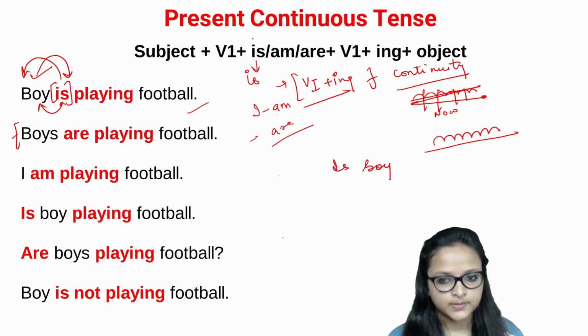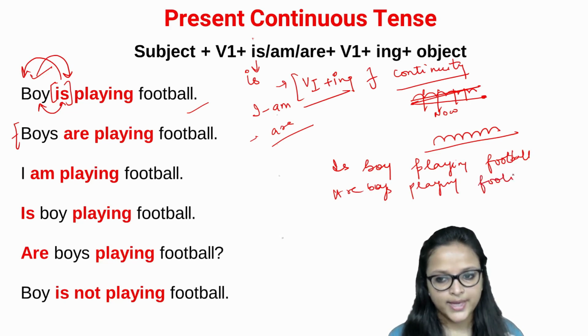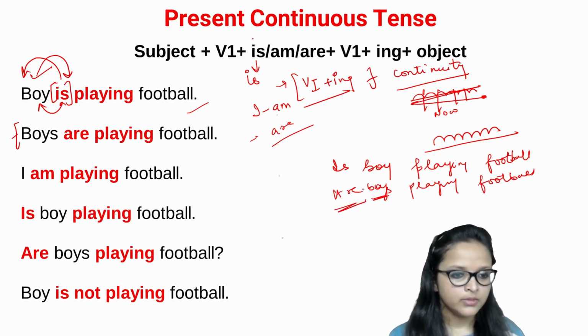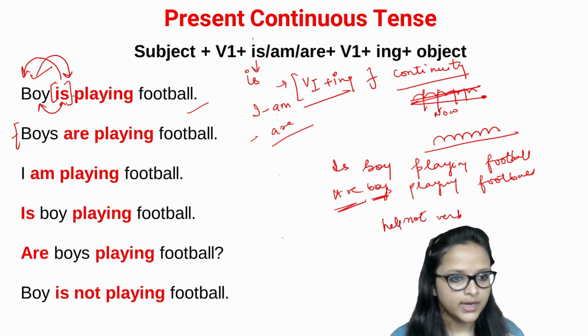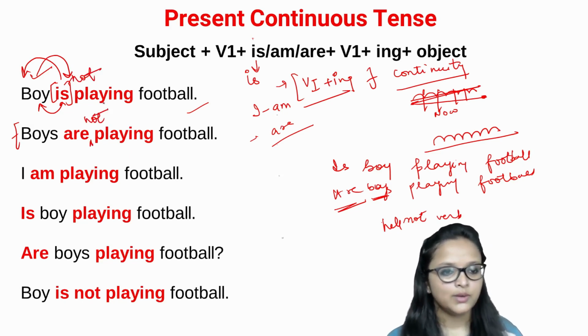Is boy playing football? Are boys playing football? So you exchange the place of subject and helping verb to make it interrogative. And to make it negative, you just need to add not between your helping verb and your verb. Like boy is not playing football. Boys are not playing football. You just need to add not between the helping verb and the verb.